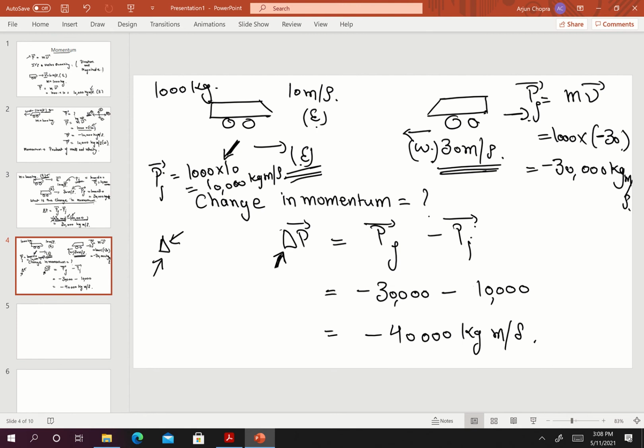So that's how we can find out the change in momentum, or I can write it as delta P equal to 40,000 kg meters per second in west direction, because this is the final sign. The final answer has negative in it, so that's why I can change the sign and I will represent it with the west direction as my final answer.